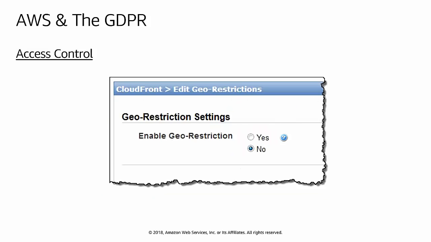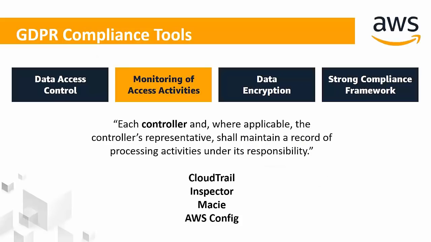by the GDPR. This is just an example that, of course, identity and access management also provides features like geo-restrictions, so that you say, okay, for example, I only want access from a certain area of the world, and then you can configure this here, and this is also somehow addressing the data access control.